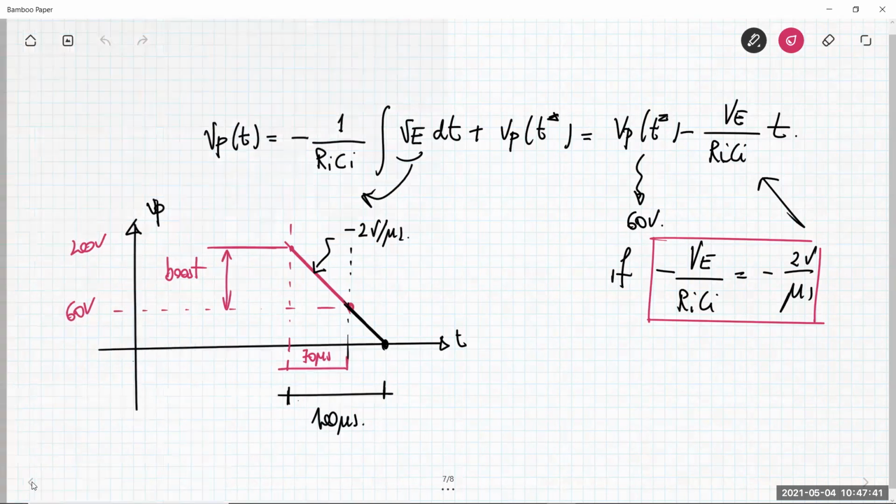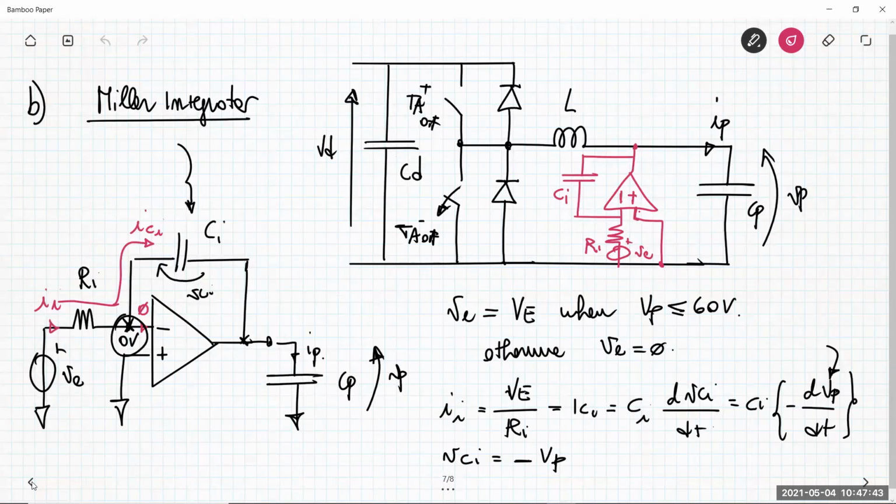Let me stress a little bit the drawback of this solution. This solution is good for the idea, that is, to use an integrator to do the job. Basically, the implementation cannot be directly implemented, but the idea is good. So we can exploit the idea later, but we can get rid of this implementation.